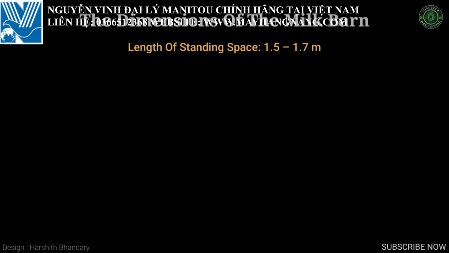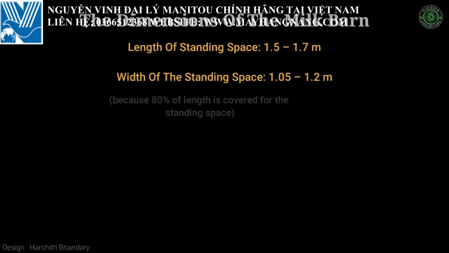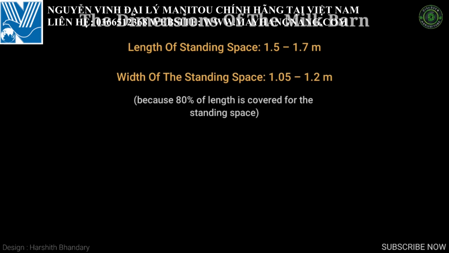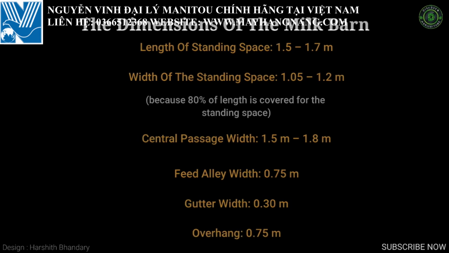The dimensions of the milk barn. Length of standing space 1.5 to 1.7 meters. Width of the standing space 1.05 to 1.2 meters because 80% of length is covered for the standing space. Central passage width 1.5 meters to 1.8 meters. Feed alley width 0.75 meters. Gutter width 0.30 meters. Overhang 0.75 meters.